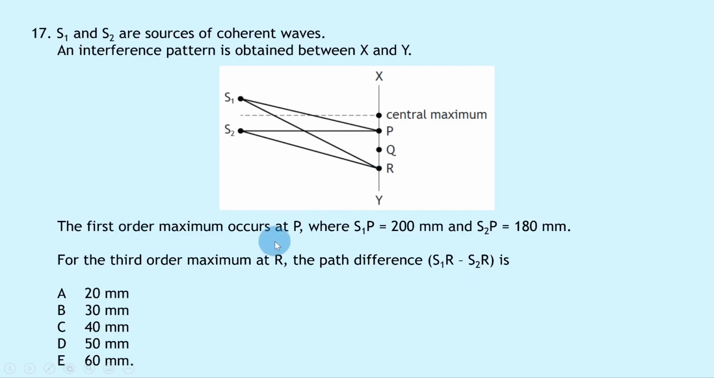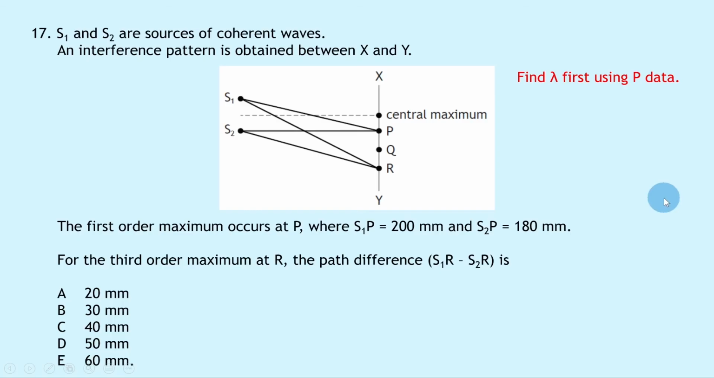The first order maximum, it says, occurs at P, where S1P equals 200 millimeters and S2P equals 180 millimeters. For the third order maxima R, the path difference S1R minus S2R is. Well, notice how we're given some data in terms of the point P, but we're asked about the path difference with regards to point R. So we're first going to find the wavelength using the P data, and then we'll use that wavelength in the R data to find the path difference.